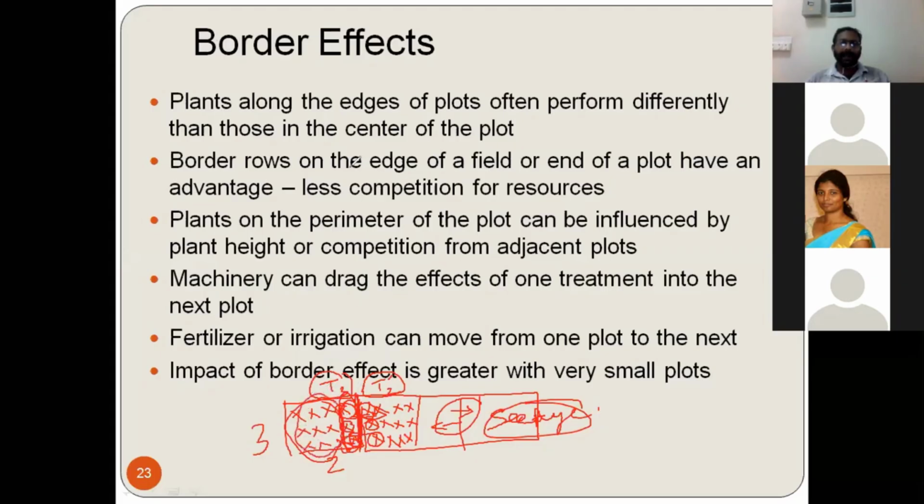So that effect is called border effects. For example, how can we reduce the border effects? One thing, we can keep this plant until the research is over. But for our analysis, we can ignore this row, we can ignore this row. Similarly, this row we can ignore without considering. Similarly, this row also we can ignore, and so on. Right? So that is the best way.